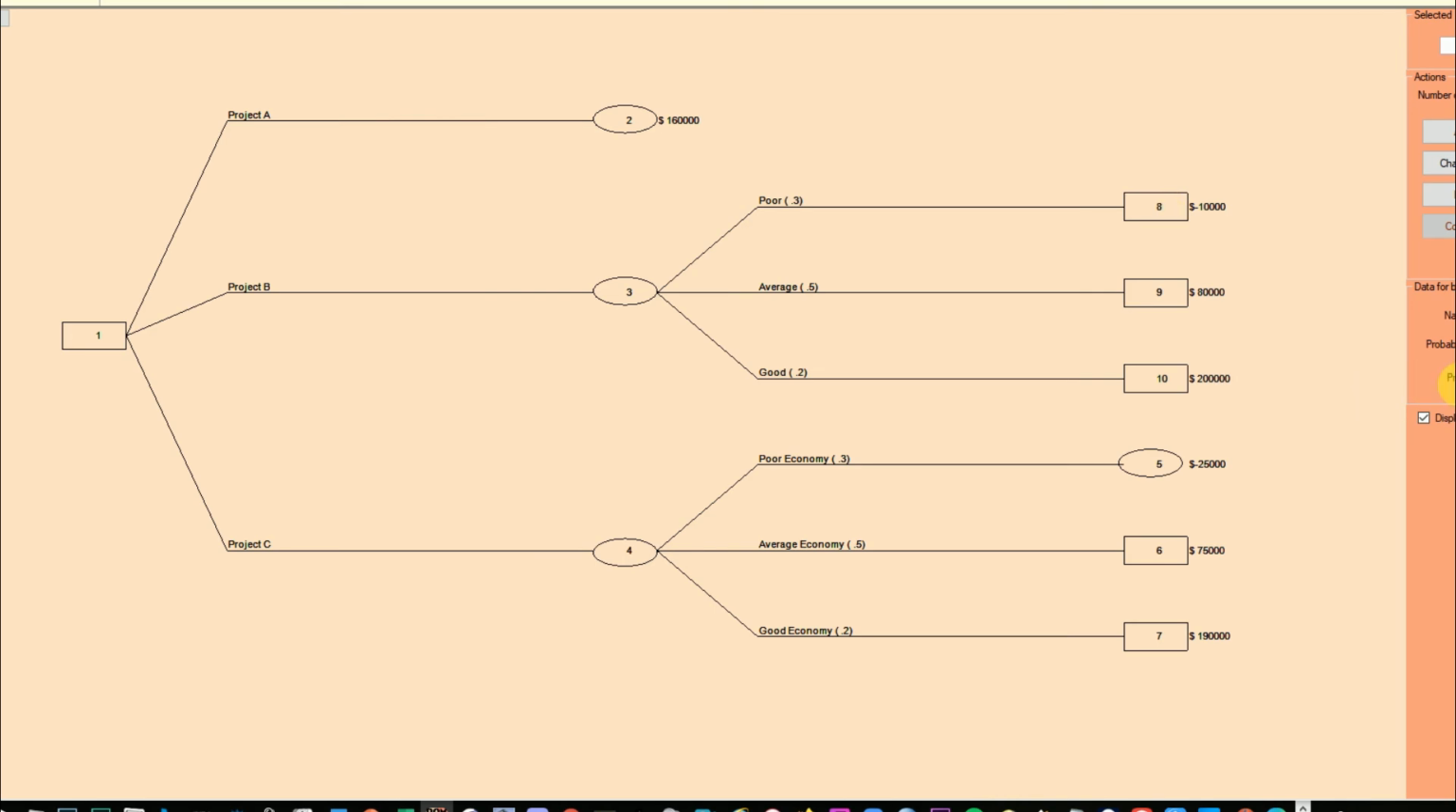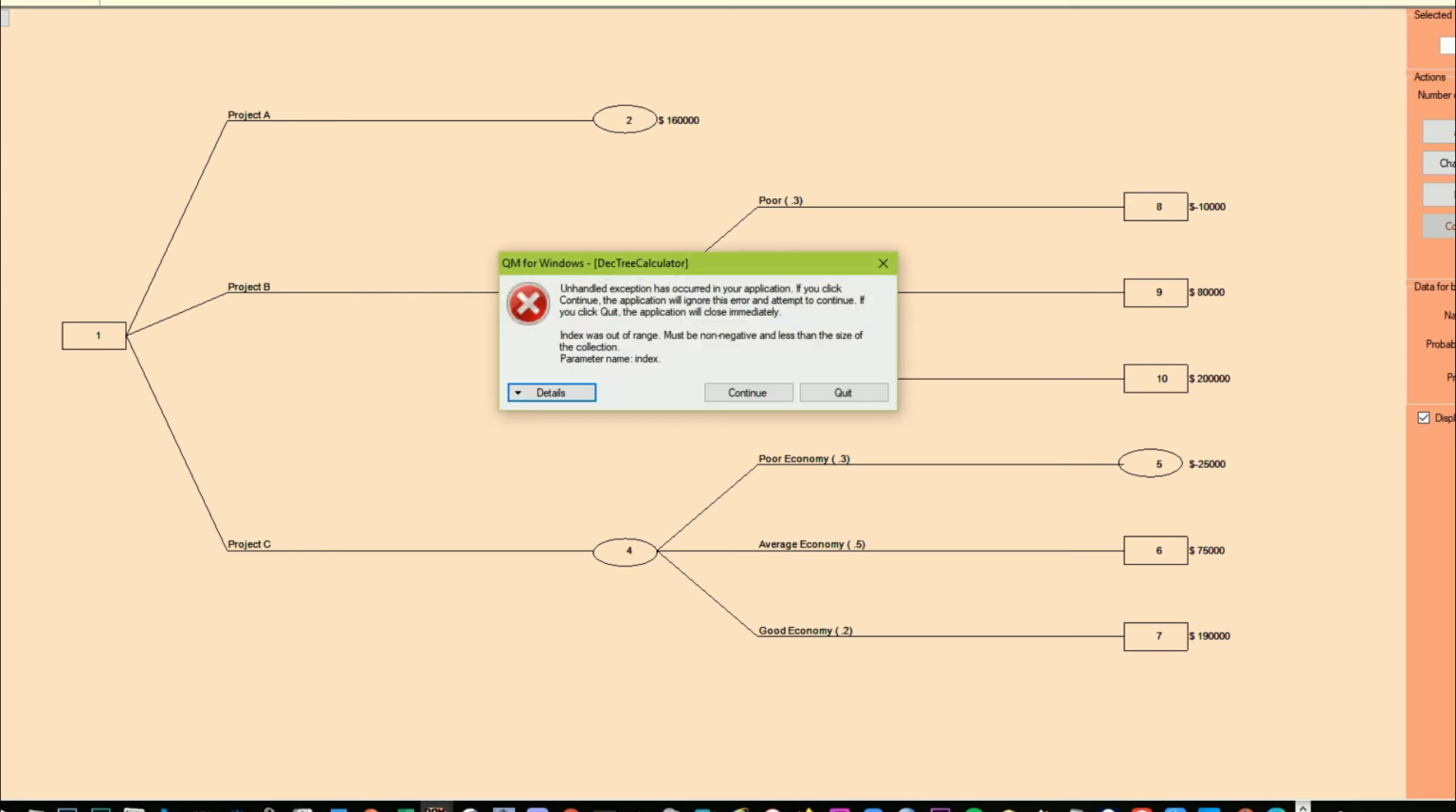Okay, yeah. So now we want to maximize profit. So what will be the best scenario? Did I edit the date? Unhandled exception. Alright, sorry about that.